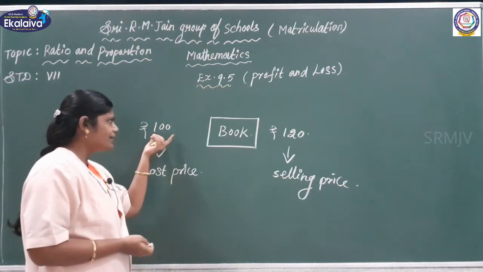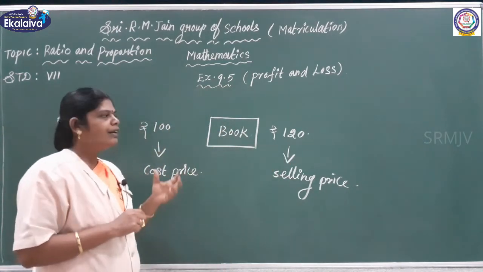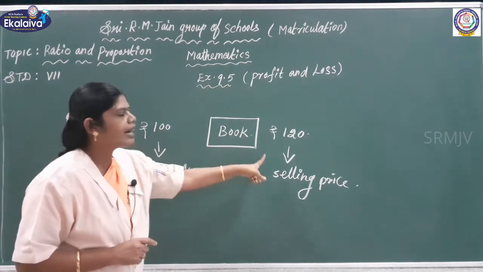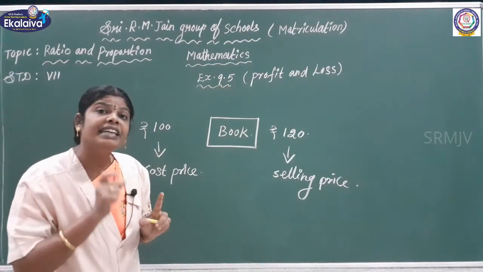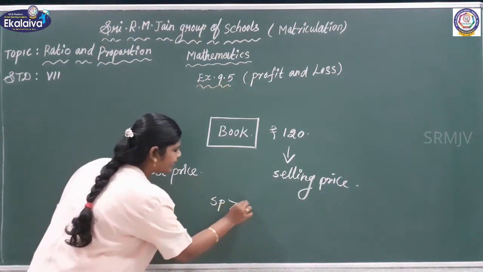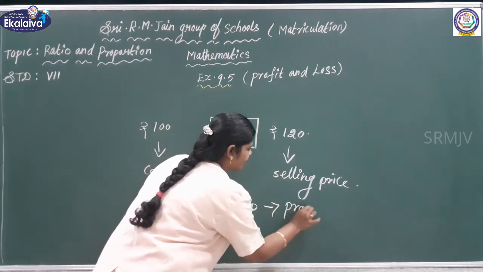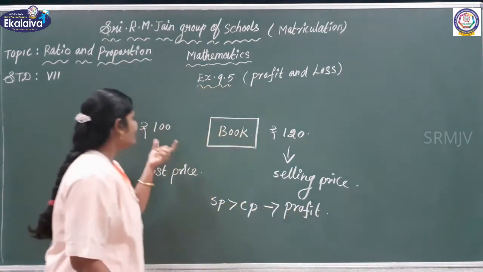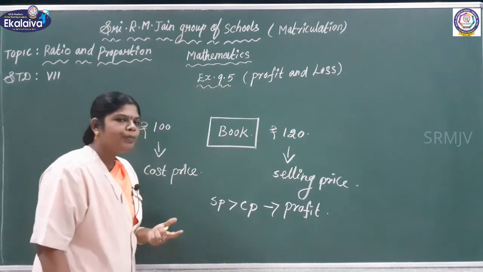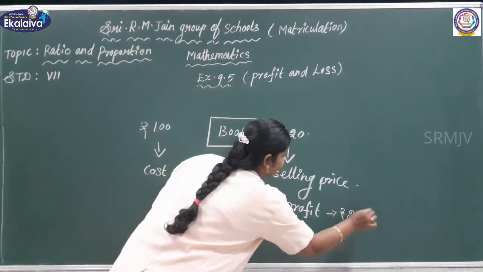Now the cost price is 100 rupees and the selling price is 120. Compare these two prices. Which is greater, children? 100 or 120? 120 is greater. Here the selling price is greater than the cost price, so this represents profit. How many rupees profit, children? 20 rupees is profit for us.